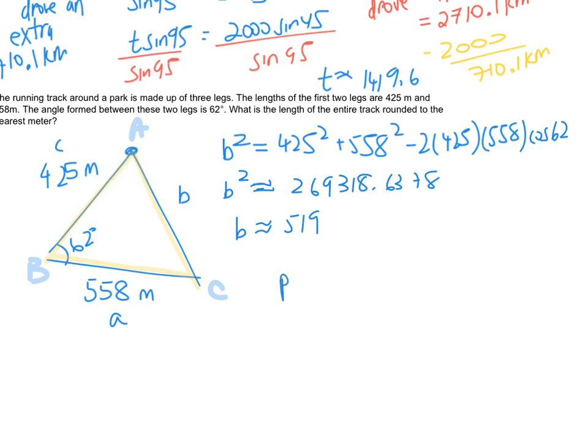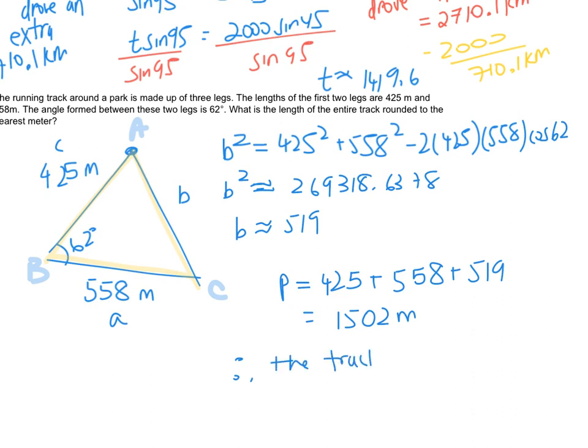So now I'm just going to write P for perimeter. The first leg plus the second leg plus the last one we just figured out is equal to 1,502 meters. So therefore, the track is 1,502 meters long. And that's it. So make sure you read your questions carefully to draw your triangle properly. Then go back to your normal sine law and cosine law rules on when to use which one.